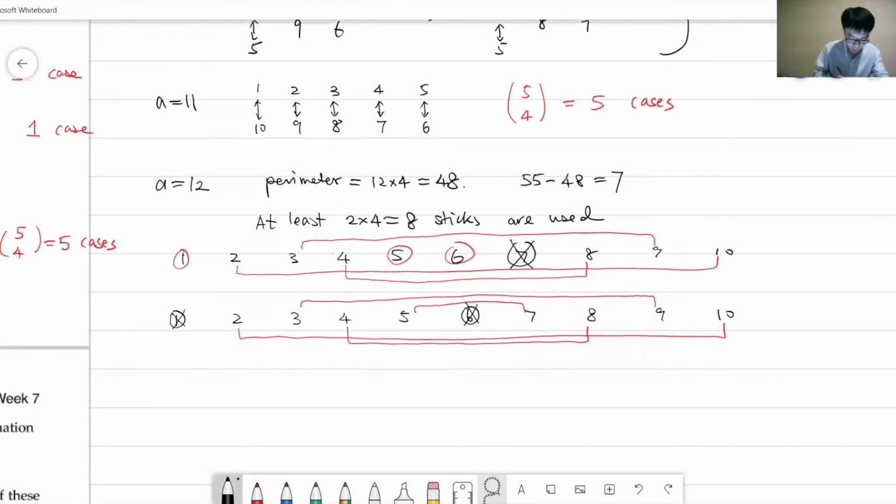But let me discuss why other cases are not possible. Seven could be equal to 2 plus 5. So it's okay if we just remove 2 and 5. And let's try to prove that the rest of the sticks cannot be used to form a square. The reason is here. The number 10 cannot add a certain number to equal 12, because we already removed 2. So this case is impossible.